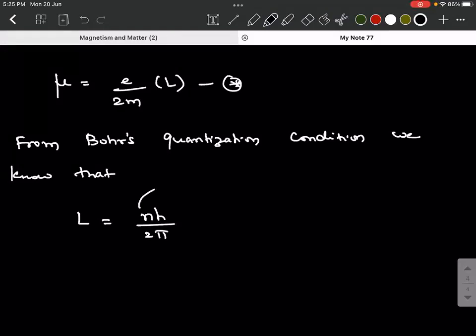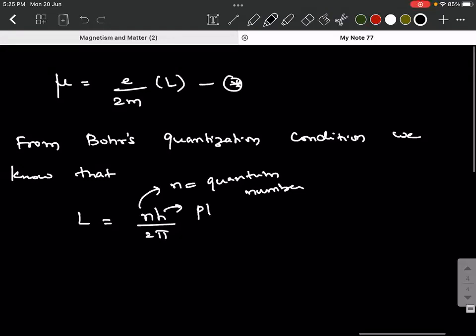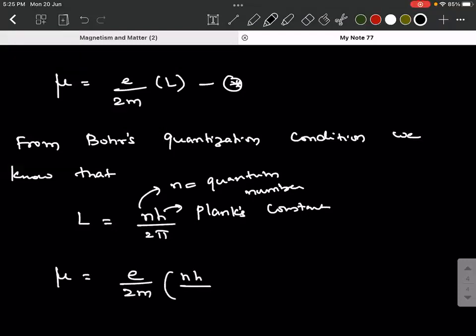Where n is called the quantum number or the orbit number, whatever you call it. What does h stand for? h is Planck's constant and 2 pi is a constant. So mu will be equal to E divided by 2m into nh divided by 2 pi. So that will be n into h into E divided by 4 pi into m. Is it clear?